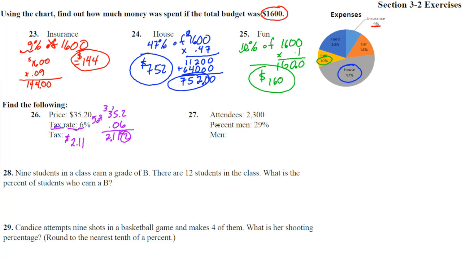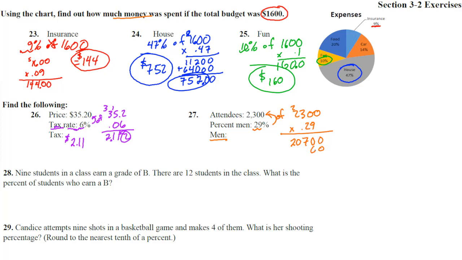Attendees, 2,300. The percent that are men are 29%. So how many actual men were there? It's going to be just exactly like this. How much actual money was spent? How many actual men were there? You're going to take 29% of 2,300. So change this to a decimal, 0.29, and we're going to multiply that by 2,300. 9 times 0 is 0, 9 times 0 is 0, 9 times 3 is 27. Carry the 2, 9 times 2 is 18, plus 2 is 20.